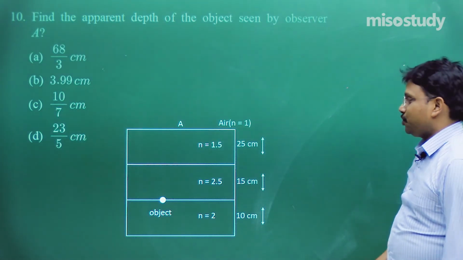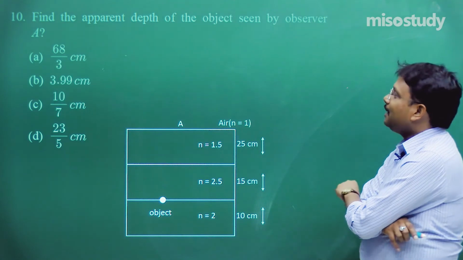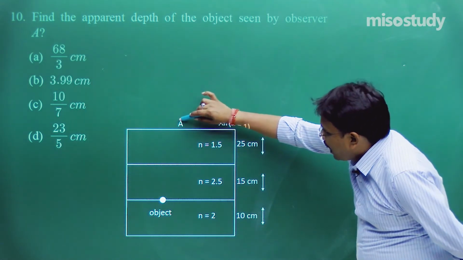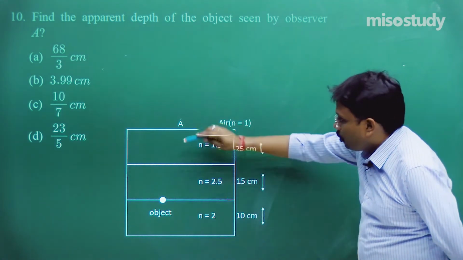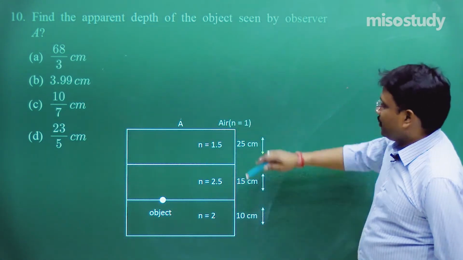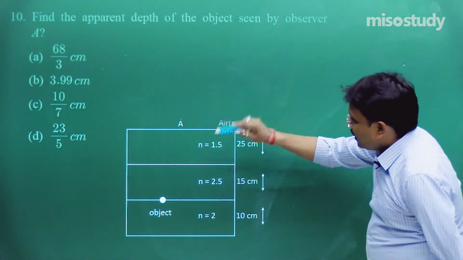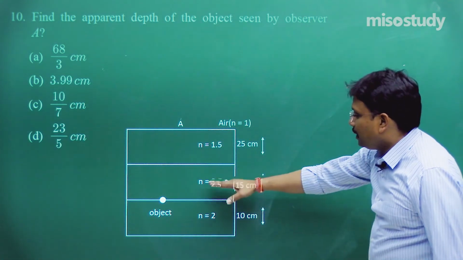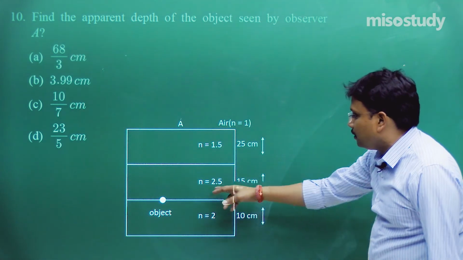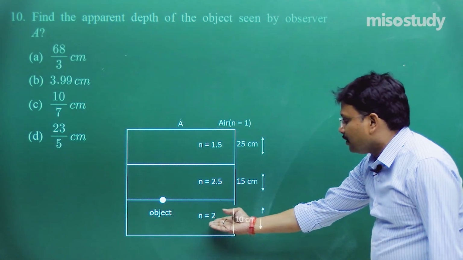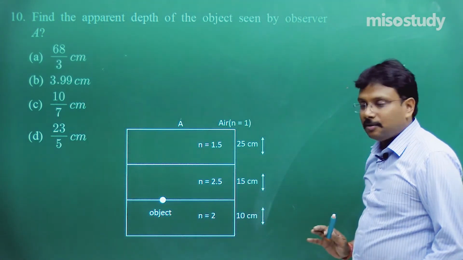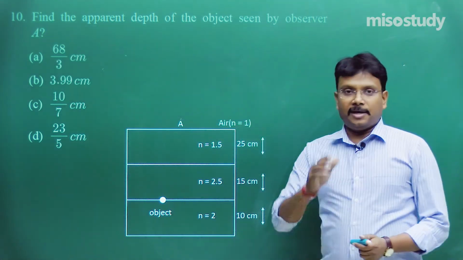And then this question, find the apparent depth of object seen by observer A. This is I am standing, my name is observer A as per my name. This is air, then there is something, let's say for example honey, n is equal to 1.5, then something, let's say for example glycerine 2.5, then it is, let's say glass, n is equal to 2, and then the object. So I am standing over here, it's like this.